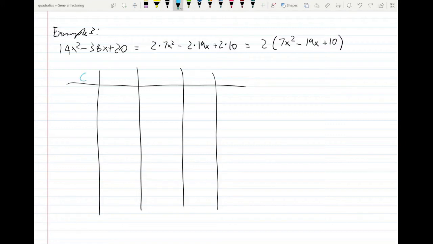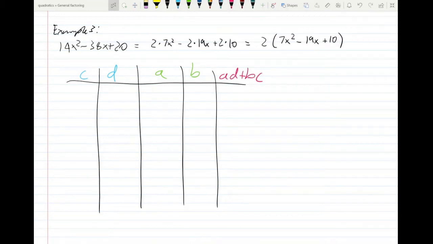Here we've got C and D. Here we've got A and B. Here we've got AD plus BC. Now we see in this case that the only factors of 7, up to switching the two around or negating both of them, are 1 and 7. So we might as well just have C and D be 1 and 7, right, because negating both C and D or switching them around doesn't matter.